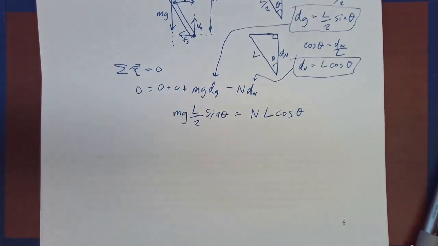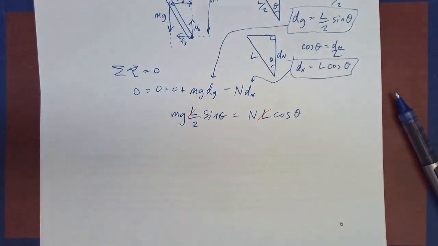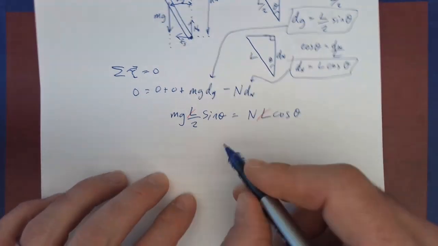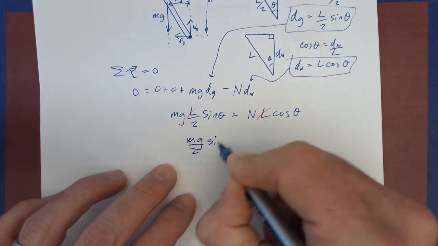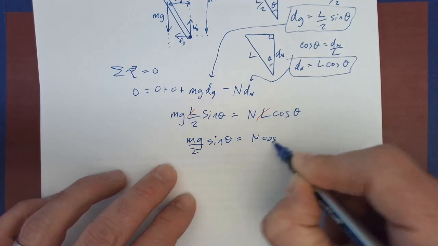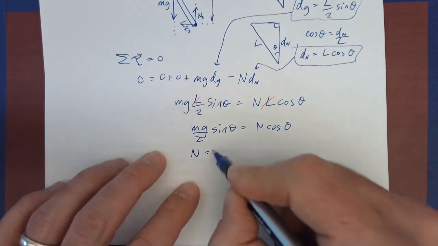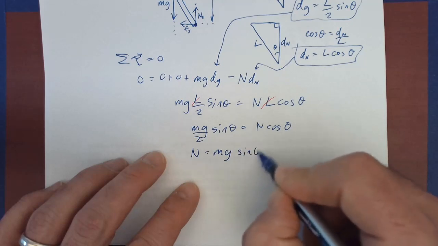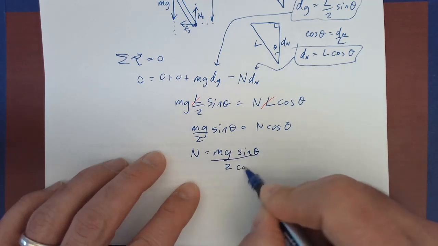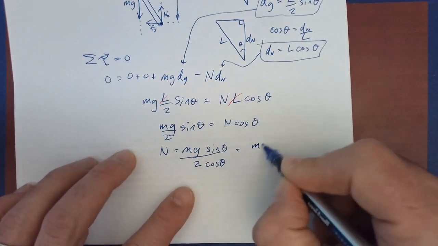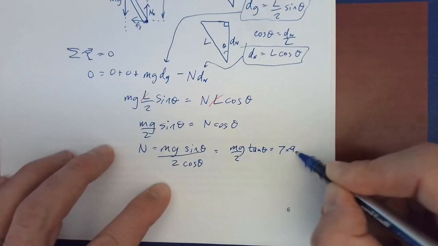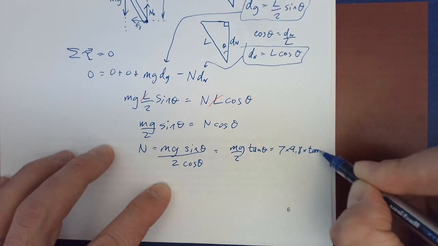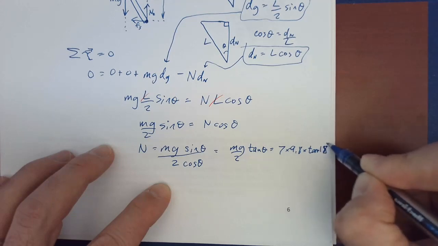And I think either by luck or good planning, I can divide both sides by L and get rid of that, and I've got mg over 2 sine theta is equal to n times cos theta. So n here is just equal to mg sine theta divided by 2 times cos theta. So mg over 2 times tan theta, I guess. So it's 7 times 9.8 times tan of 18 degrees divided by 2.